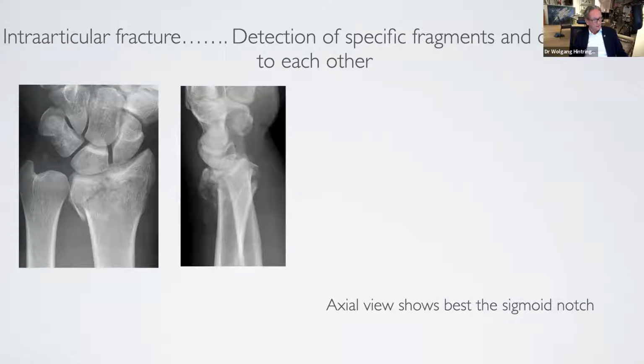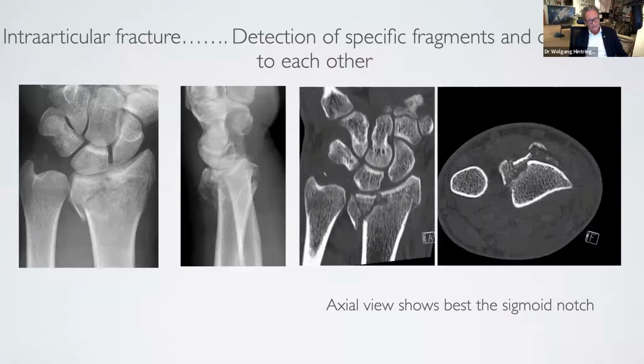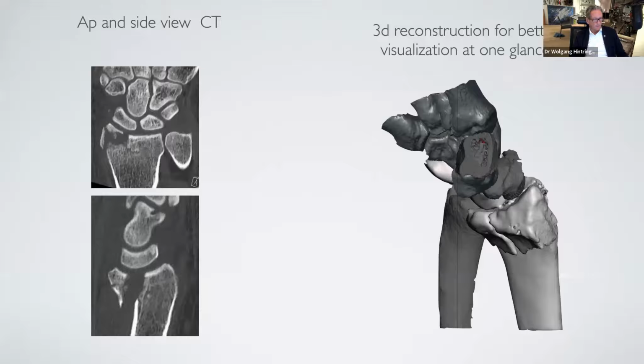And it's mandatory today, if you have an intra-articular fracture, that you do a CT scan. Here you can see an axial view shows best the sigmoid notch, which is not well seen in the normal plain X-ray. The AP and side view of the CT scan completes your three-dimensional understanding of the fracture in your brain, so to say.